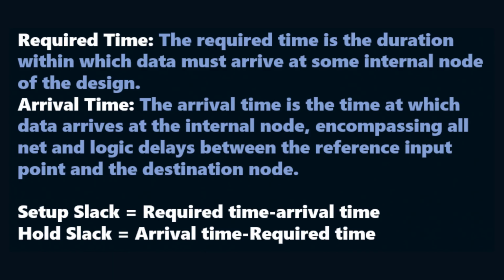So skew affects the arrival time calculation too? Directly, it shifts the effective timing window. So the basic formulas are pretty simple once you have those two times. For setup slack, it's required time minus arrival time. You want this to be positive. Positive means the data arrived before the deadline.